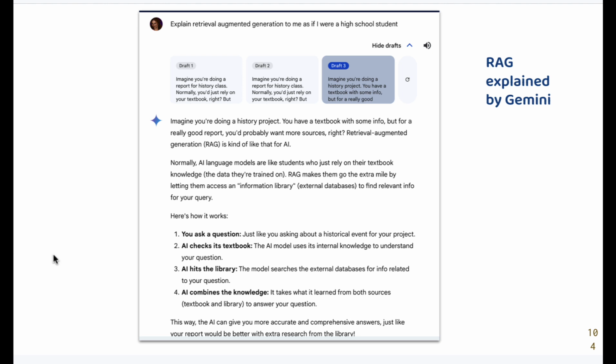This is an example of an explanation, 3 drafts of the explanation of what RAG is in Gemini. You ask a question, the AI model uses its internal knowledge to understand the question. The model searches the external database for the information related to your question, and then AI combines the knowledge, takes what it's learned from both sources to answer your question. And so I think this is going to be really powerful.